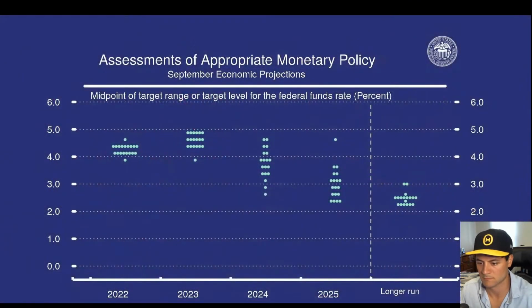Restoring price stability will likely require maintaining a restrictive policy stance for some time. The historical record cautions strongly against prematurely loosening policy. As shown in the SEP, the median projection for the appropriate level of the federal funds rate is 4.4% at the end of this year, 1 percentage point higher than projected in June. The median projection rises to 4.6% at the end of next year and declines to 2.9% by the end of 2025, still above the median estimate of its longer-run value. Of course, these projections do not represent a committee decision or plan, and no one knows with any certainty where the economy will be a year or more from now.